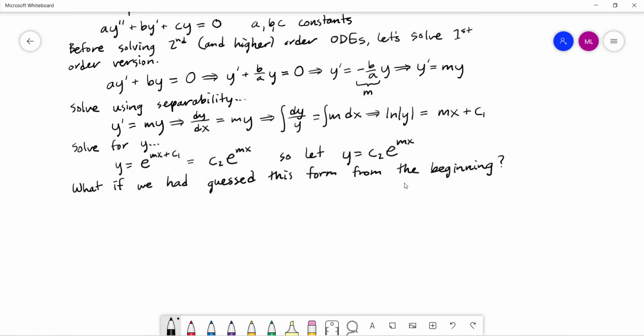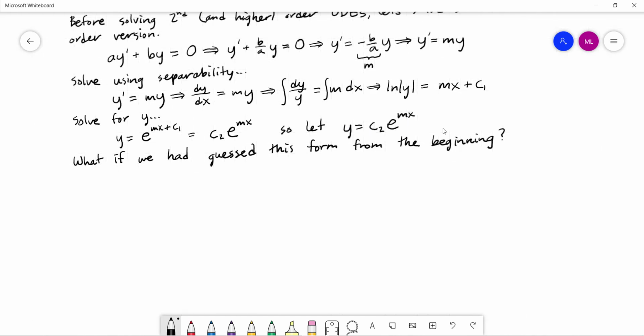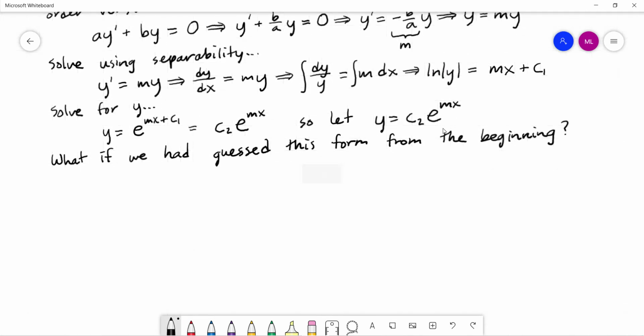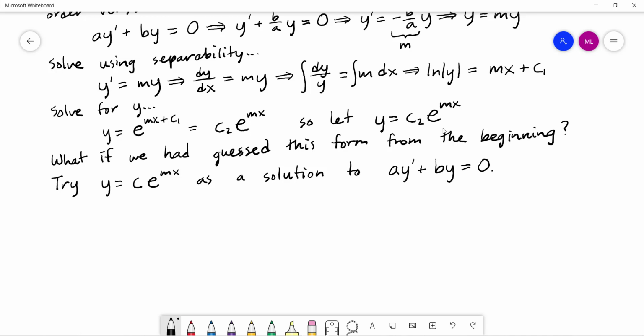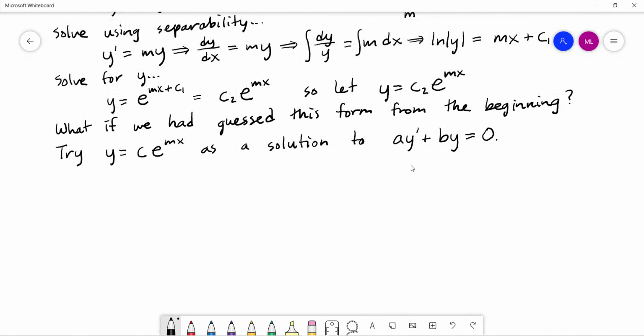We could plug it in to the original differential equation and try to figure out what m should look like. So let's try y equals some constant times e to the mx as a solution to the original equation that looked like this, ay prime plus by equals 0. I'm going to need both what y looks like and what y prime looks like. So if this is what y looks like, then what is y prime going to look like? Well, y prime will just be c times m e to the mx.